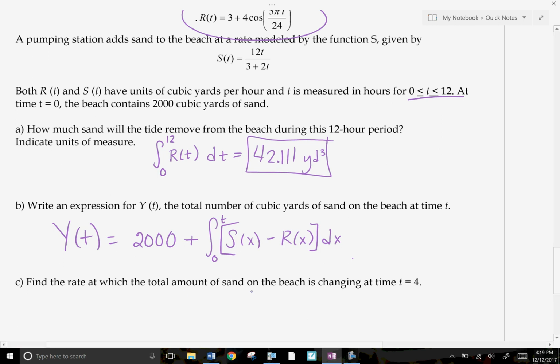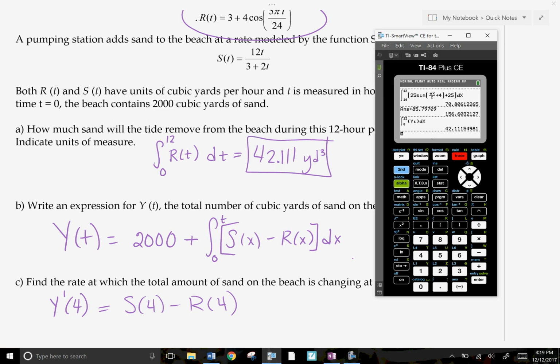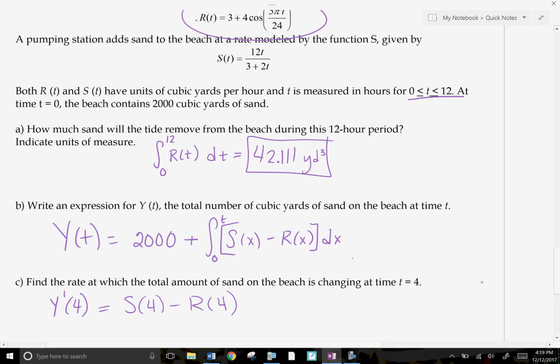Then it says, find the rate at which the total amount of sand on the beach is changing at t equals 4. So I really want y prime of 4. Well, y prime would ditch the 2,000 and ditch the integral, and that's just going to be s of 4 minus r of 4. The difference in the rates is the overall rate at which sand is changing. So I'm going to go back in my calculator here and do s of 4 minus r of 4 and get 4.8277.